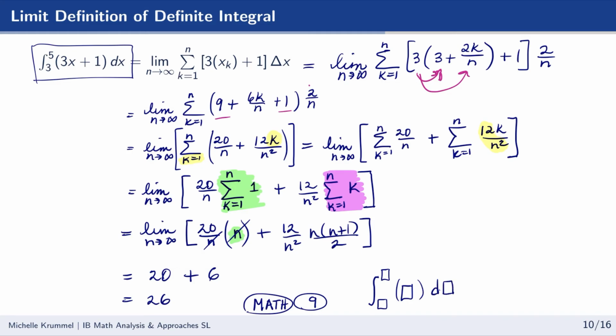Okay, so your job is to type in the values of a and b. So this is a 3, and this is a 5, and then you type in your function, which is 3x plus 1, and then here you're just going to type in the x. Just hit the variable key to generate x, and let's make sure we get 26 as the answer. So it's a great way to check your work with a definite integral. Math 9 on the graphing calculator.